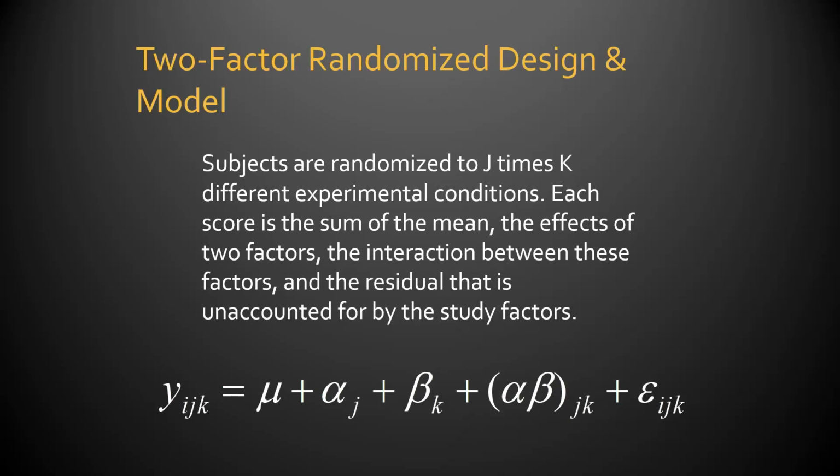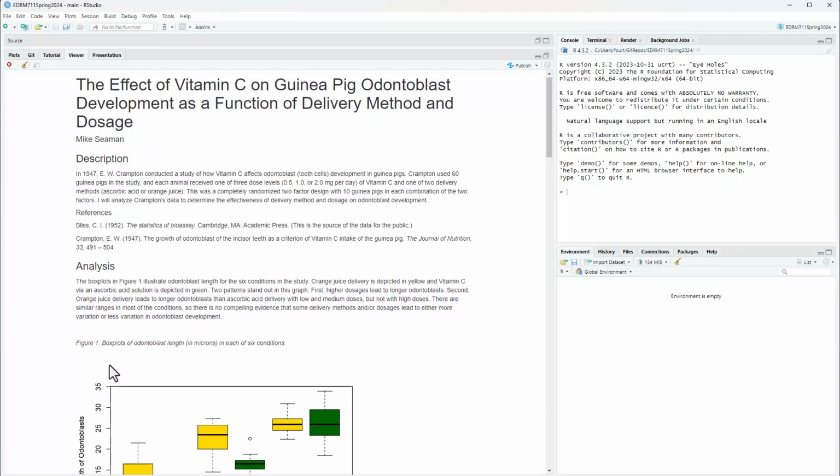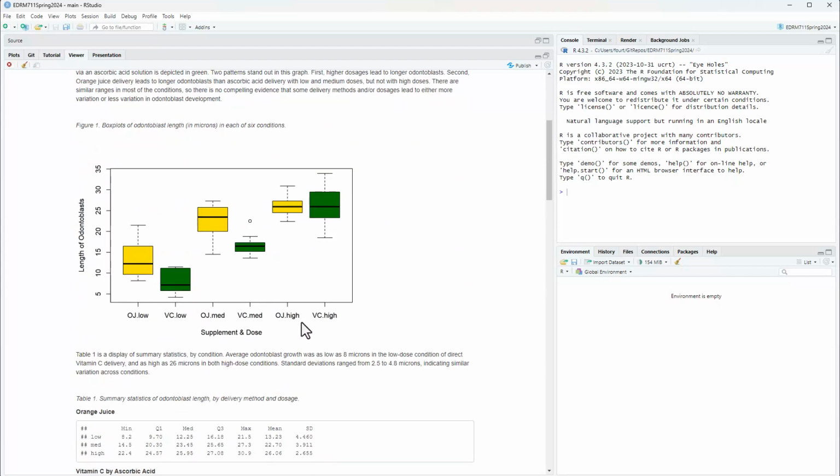So let's take a look at a design we looked at in a past video, where we had guinea pigs, and the guinea pigs were randomly assigned to a dosage condition. Here in this box plot, you can see it a little bit better. We have a dosage condition, low, medium, and high doses, and we have a medium for delivery, and that is either orange juice or vitamin C via ascorbic acid. Those were the two different mediums for delivery.